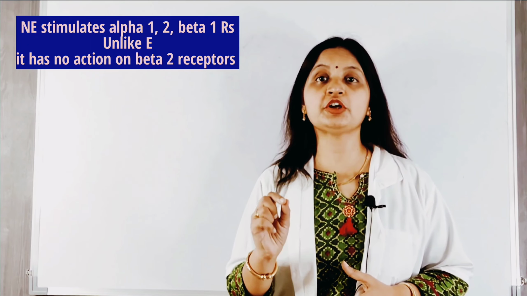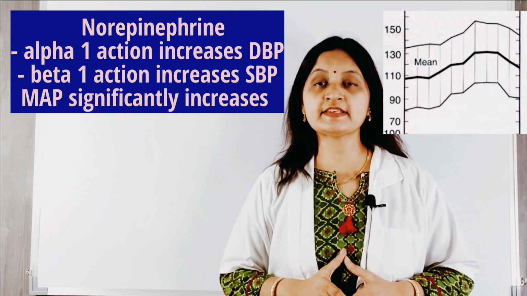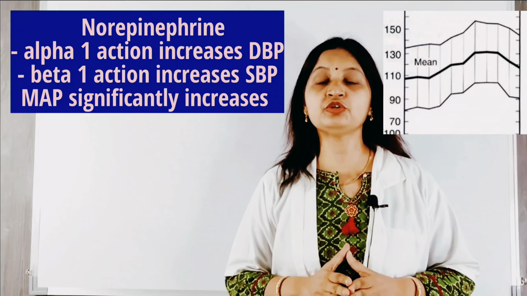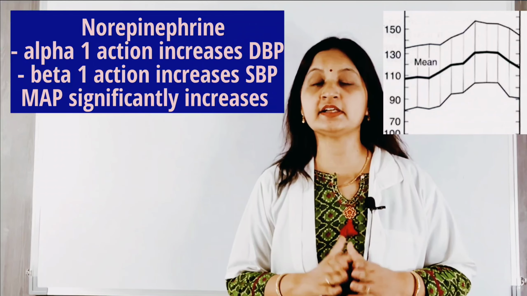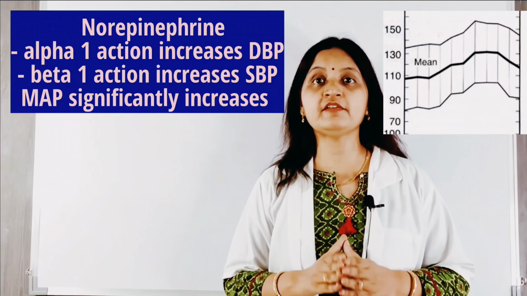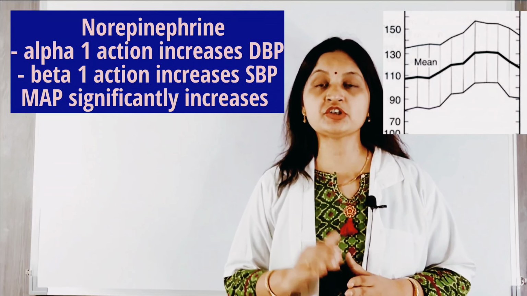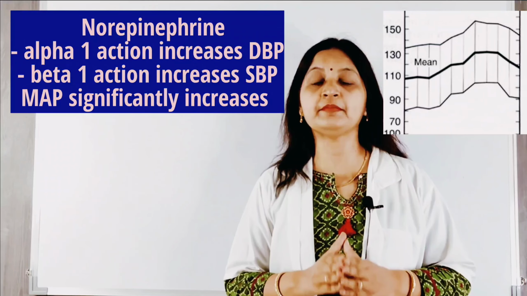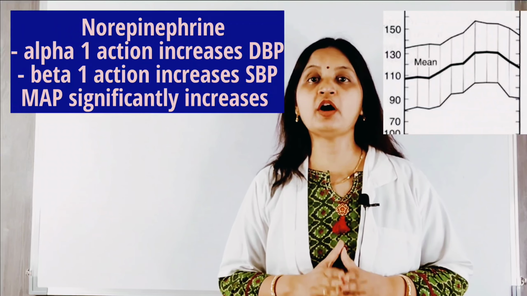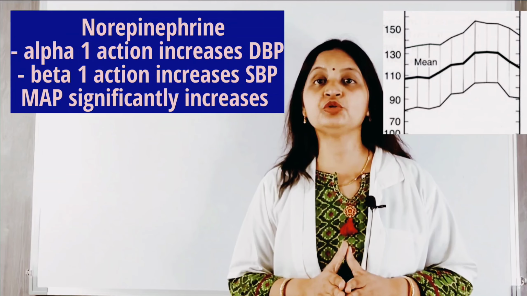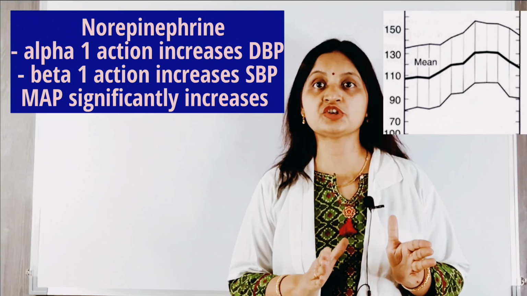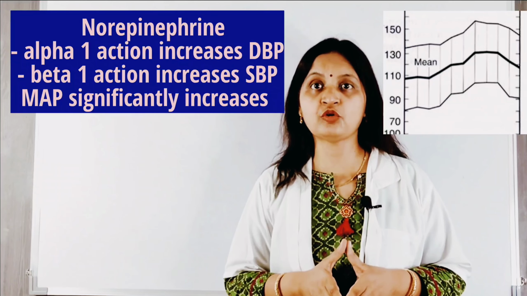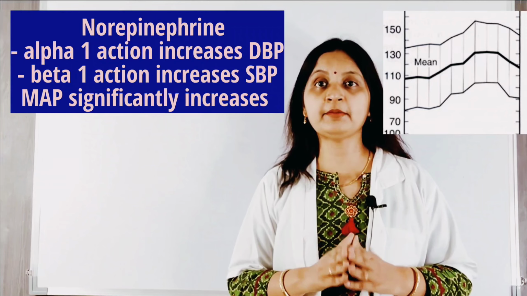Norepinephrine has predominant action on alpha-1 receptors. Alpha-1 receptor stimulation causes vasoconstriction and a rise in peripheral vascular resistance, leading to a rise in diastolic blood pressure, since the diastolic blood pressure is dependent on peripheral vascular resistance. So the diastolic blood pressure significantly increases and the systolic blood pressure also increases due to beta-1 mediated action of norepinephrine. So norepinephrine causes a rise in blood pressure due to alpha-1 action, which causes vasoconstriction, and beta-1 mediated stimulatory action, which increases the cardiac output and stroke volume, and thus increases the systolic blood pressure.